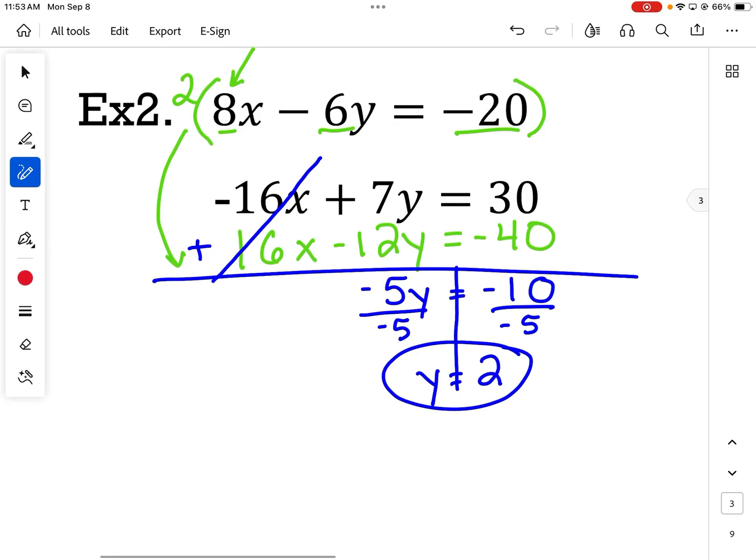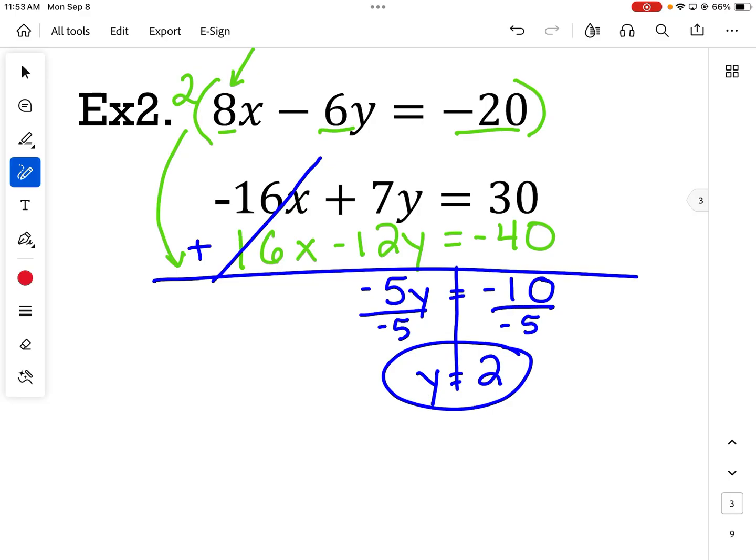Okay, so we have the y value. Now we need to get the x value. So you plug in the y value and solve for x. So now I look at the top one or the bottom one to find out which one would be easier to solve for.